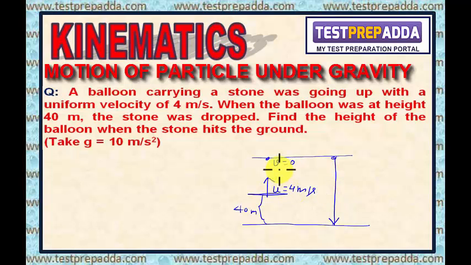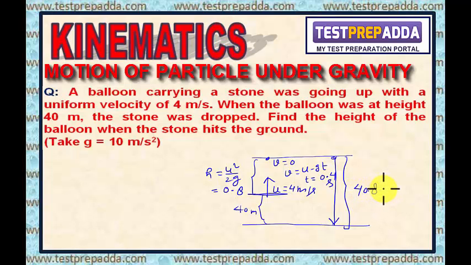Okay, so first I will get the time to cover this height. So I'll write v is equal to u minus gt. This way t comes as v is 0, u is 4, so 4 by 10 means 0.4 seconds. Okay, now this h height can be found as u square upon 2g. And if I substitute u as 4, so 16 by 20, and the value comes as 0.8. Okay, so this height will be actually 40.8 meter.